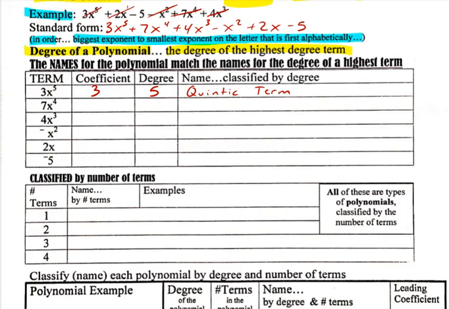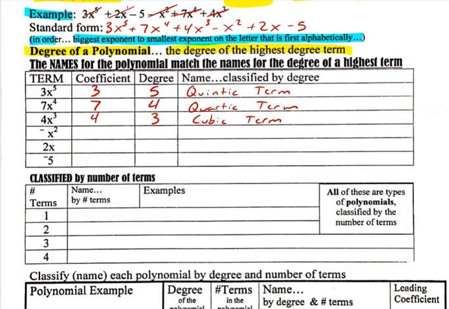The next one, 7x to the fourth. Coefficient is a 7. Degree is a 4. This is called a quartic term. 4x cubed. Coefficient is a 4. Degree is a 3. So we call this a cubic term. And notice how I always say 4x cubed? That's because it's a cubic term.